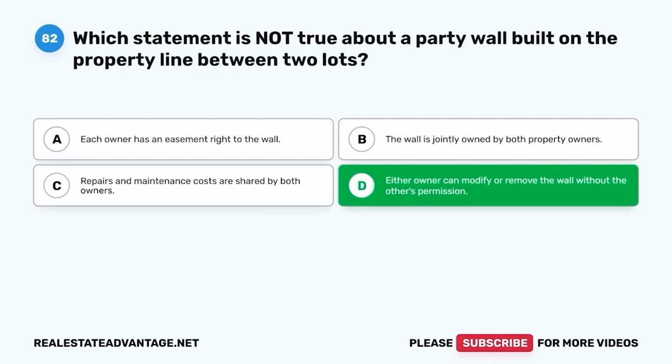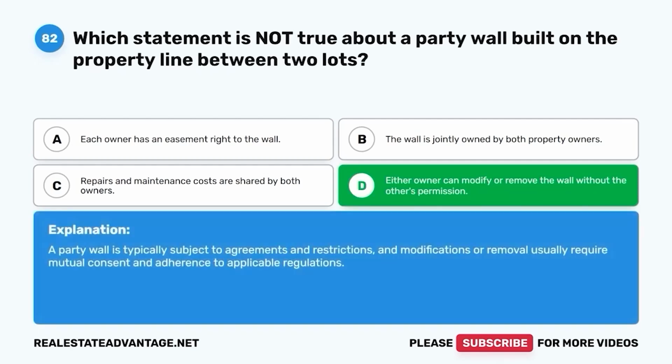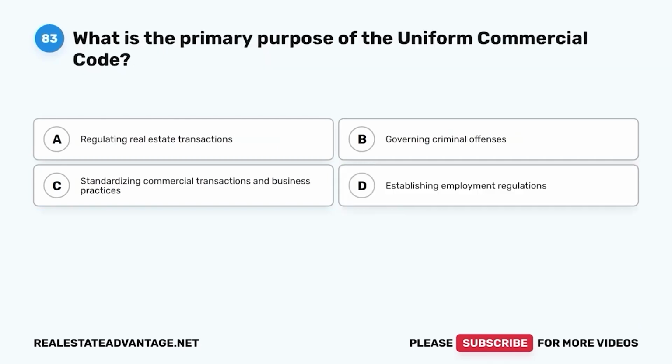Either owner can modify or remove the wall without the other's permission. A party wall is typically subject to agreements and restrictions, and modifications or removal usually require mutual consent and adherence to applicable regulations.